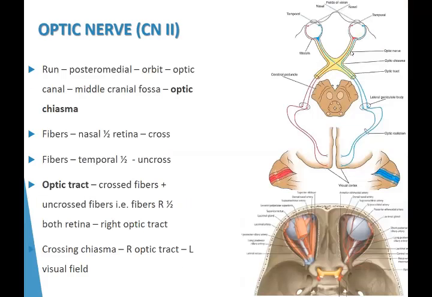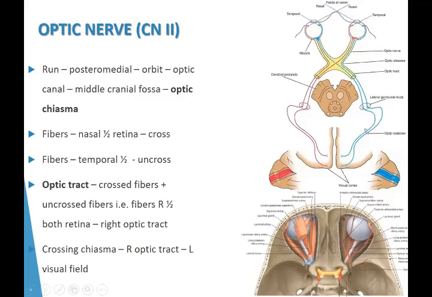Now have a look at the optic nerves in the orbits. All this part is in the orbit. In the orbit the optic nerves run posteromedially and pass through the optic canal. When they emerge from the optic canal, the two optic nerves cross each other, and the crossing of these optic nerves forms the optic chiasma.